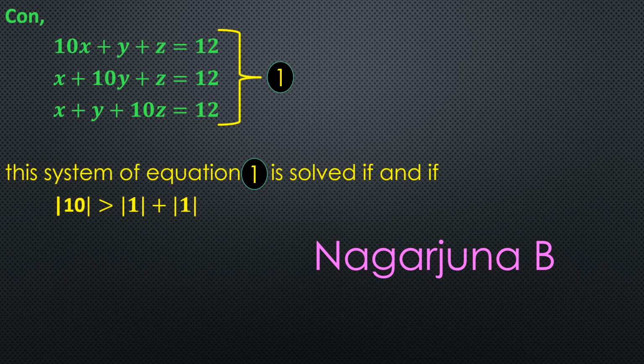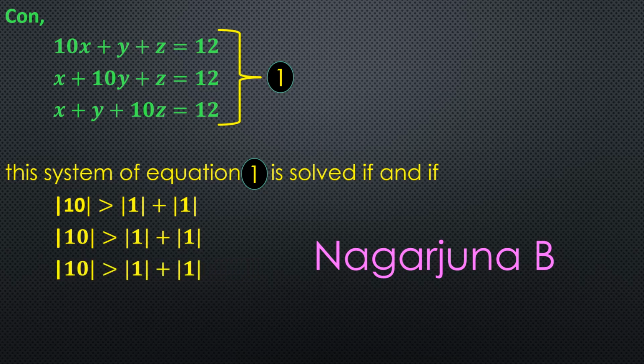Next, consider the second equation from the system of equations, x plus 10y plus z. In that one, the diagonal element is 10y, so that coefficient is 10, whereas the non-diagonal elements are x and z, and those coefficients are 1 and 1 respectively. Therefore, modulus of 10 is greater than modulus of 1 plus modulus of 1, so it also satisfies the condition. Then consider the third equation of the system of linear equations 1. In that one, again 10 is greater than 1 plus 1. So 10 is the coefficient of z, whereas 1 is the coefficient of x and 1 is the coefficient of y.